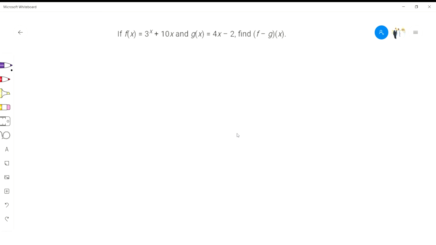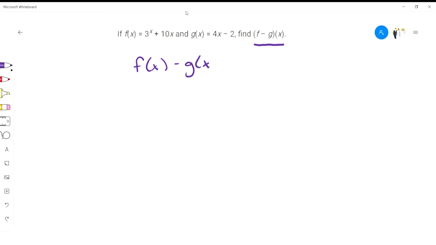All right, so this is another example where we are combining functions. So this time, so the last video that I did, we were adding. This one, we are subtracting. So that does change what we do. So f, mind you, that order is important. So we're going to do f(x) minus g(x).